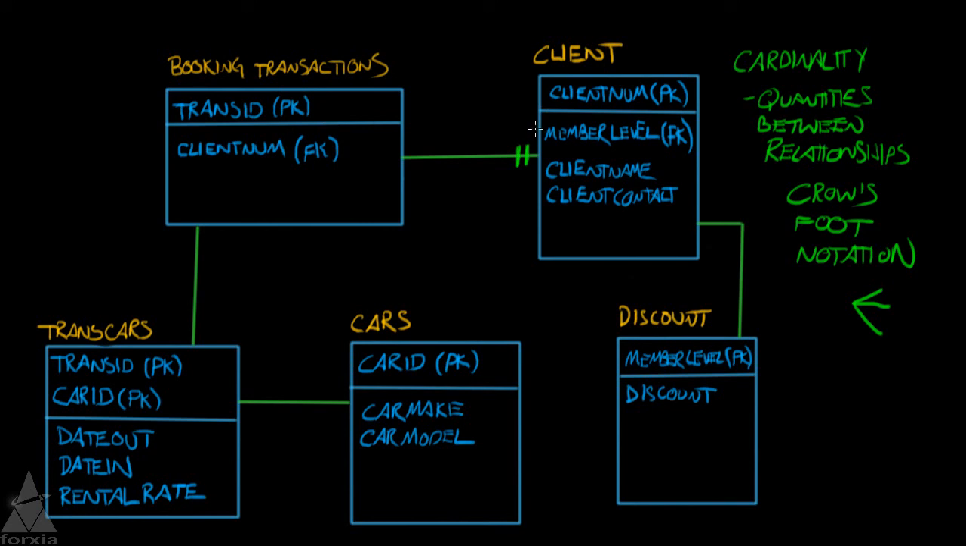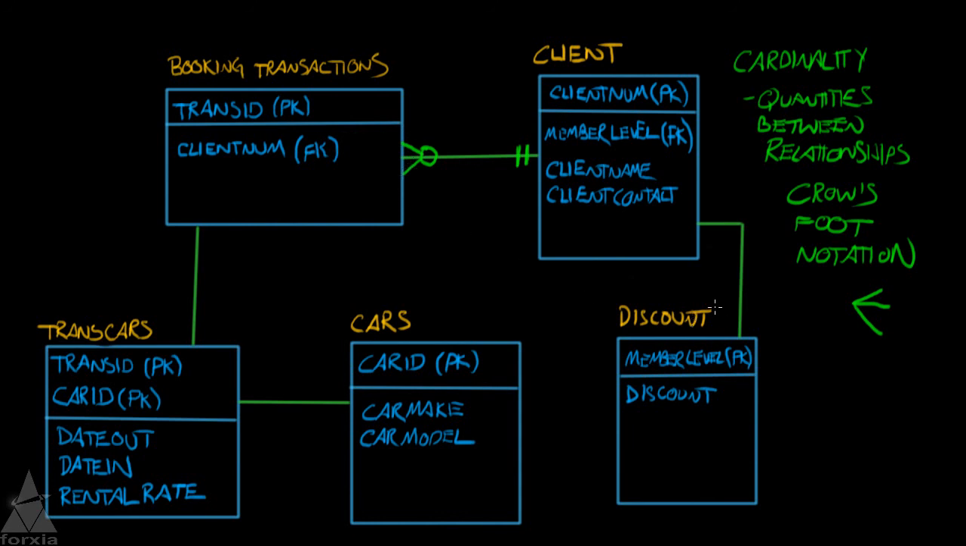As well as looking the other way, at clients: if we have a client in the client entity table, does it need to be on a booking transaction? Well, we could have a client that's not on any order, so that's 0. Now, we can also have clients that come in regularly to the store and rent the cars. So how many orders can a client be on? How many is many? So we put in the crow's foot notation there.